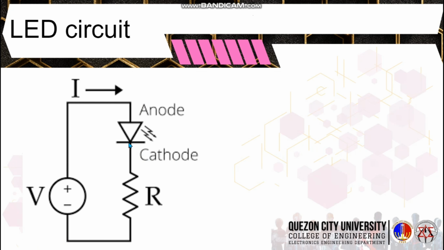And next one is the LED circuit: voltage input DC, then a diode, then a resistor. So typically the diode will operate at 2 volts.